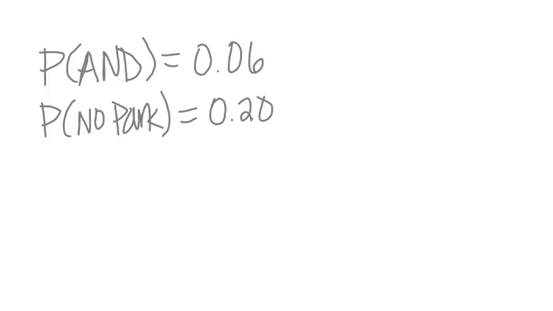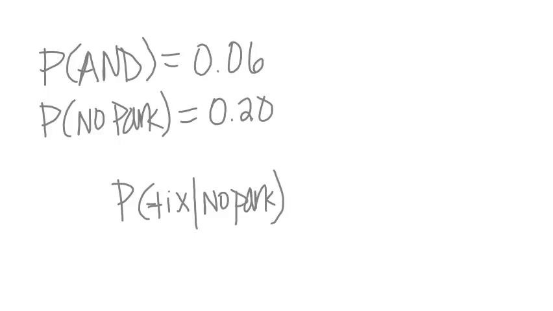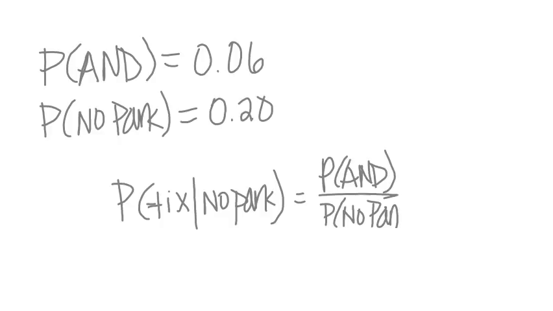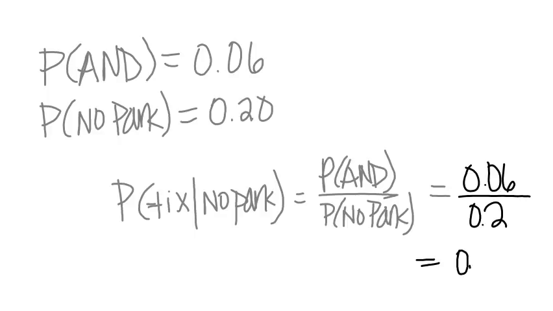Find the probability that he will get a parking ticket. So the probability that he gets a ticket if he parks in the no parking zone is the probability of both of those things together, the and, over the probability that he is in the no park zone. Well, the probability of the and together is 0.06, over the probability of no parking, which is 0.2. And using your handy dandy calculator, you should get 0.30. So that should help you do all of probability practice 2.